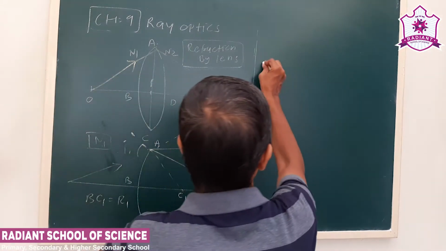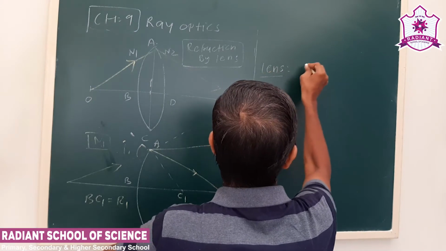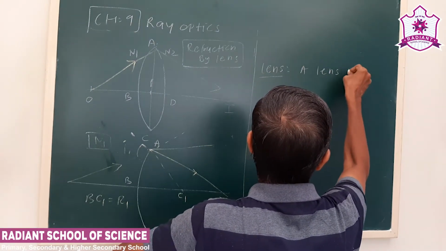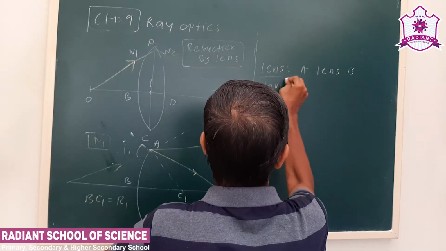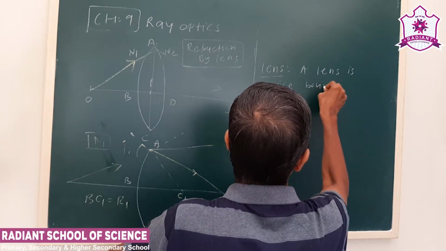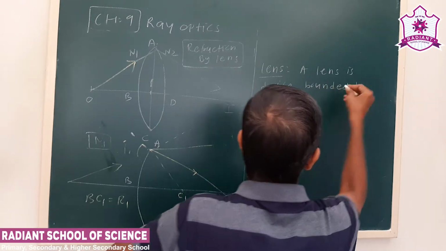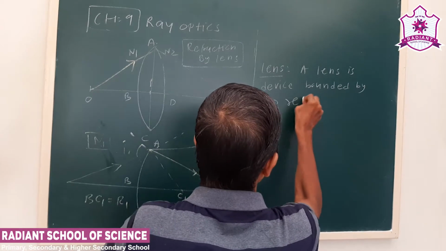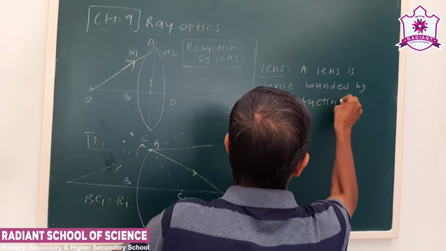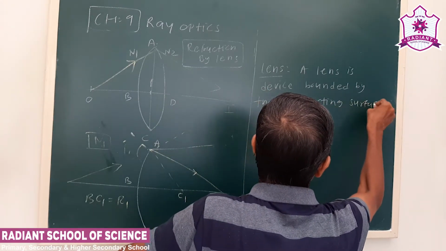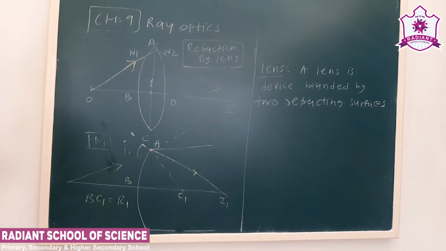Now see, what is a lens? A lens is a device bounded by two refracting surfaces. Okay, a lens is a device bounded by two refracting surfaces.